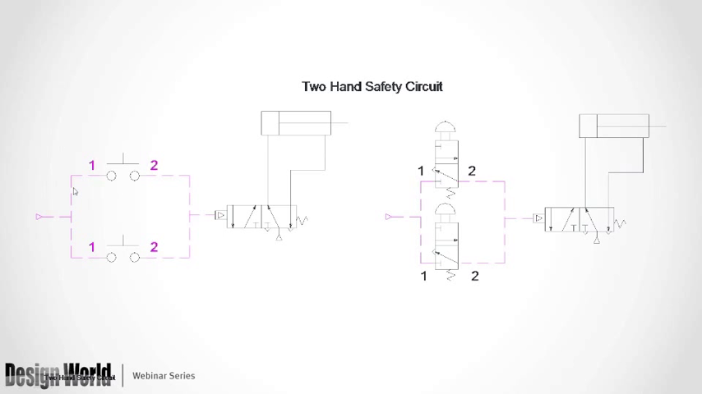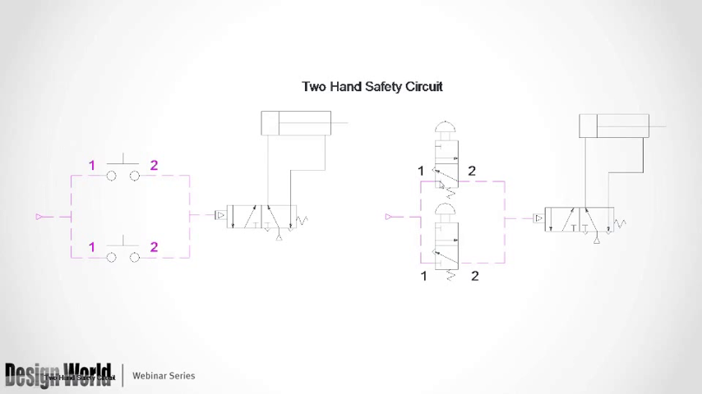Switching from electrical symbols over to pneumatic symbols, I'm using a two-position, three-ported valve. We call that a three-way valve. Again, the air would come in. You can see here graphically it stopped.